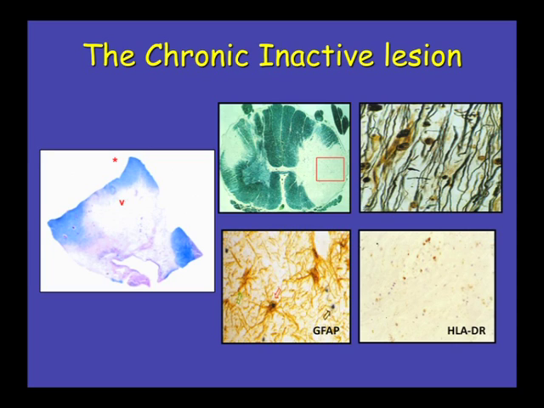There are hardly any cells in this area, and if you look at the axons, then the axons are damaged. So this is a stain for an axon. So these black stripes here are the axons.